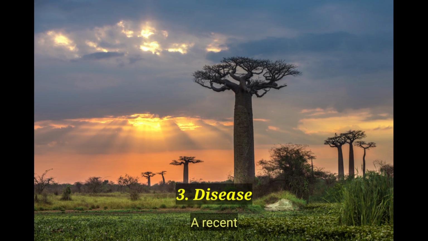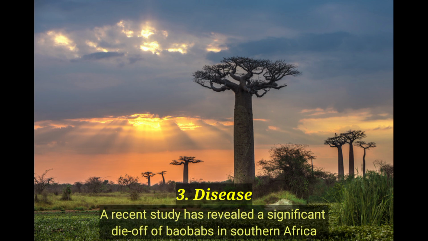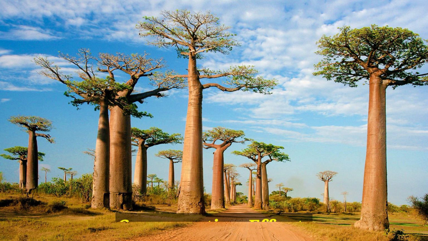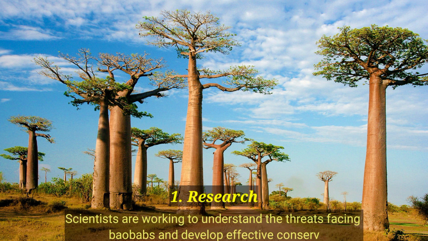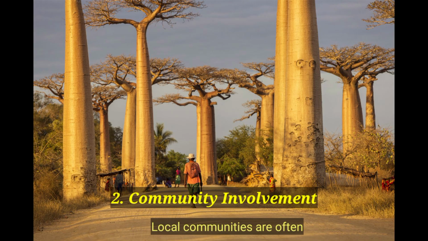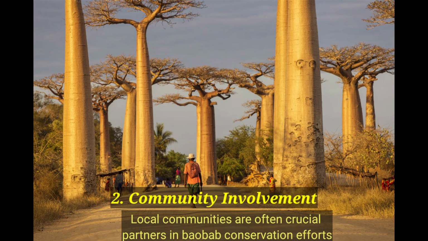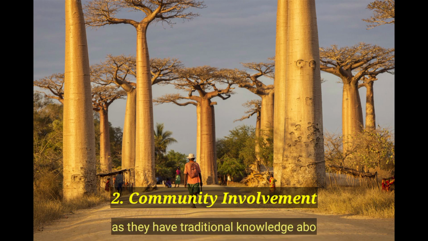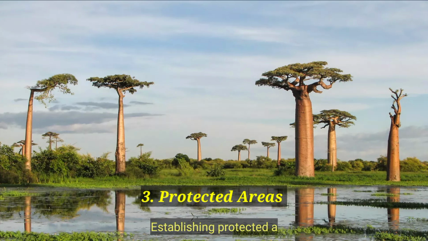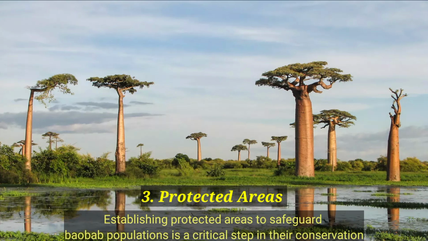Habitat loss. Deforestation and human activities are also impacting baobab populations. Disease. A recent study has revealed a significant die-off of baobabs in southern Africa, possibly due to a previously unknown disease. Conservation efforts. Research. Scientists are working to understand the threats facing baobabs and develop effective conservation strategies. Community involvement. Local communities are often crucial partners in baobab conservation efforts, as they have traditional knowledge about the trees and their importance. Protected areas. Establishing protected areas to safeguard baobab populations is a critical step in their conservation.